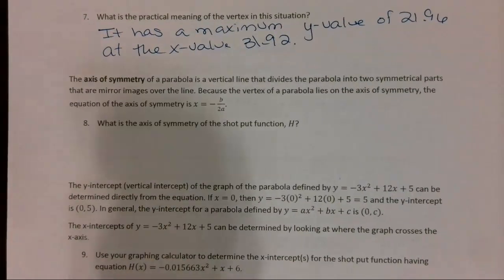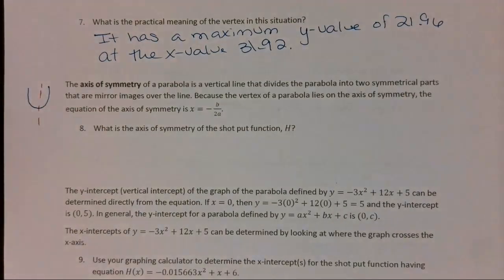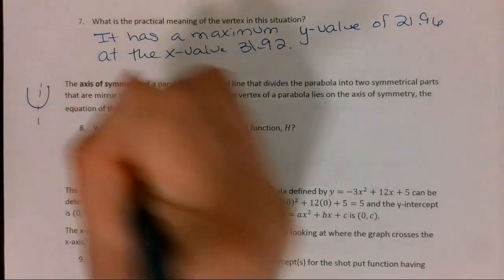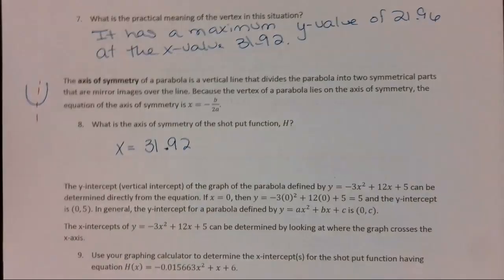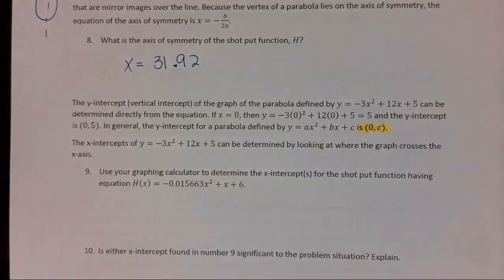This tells us the axis of symmetry. So if I look at a parabola, an axis of symmetry is the imaginary line that cuts it in half where I can fold it over onto itself. This is also the x value of our vertex. So on number 8, when it asks us for the axis of symmetry of the shot put function, it's going to be x equals, and then the x value of my vertex, which was 31.92. Okay. The y-intercept of the graph can be determined by plugging in 0, or in general, more specifically, it is just my c value. My screen froze. There we go.